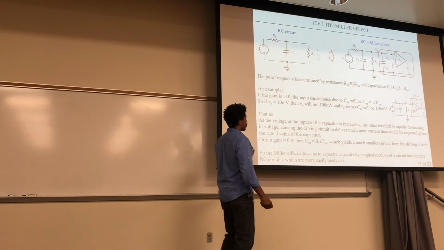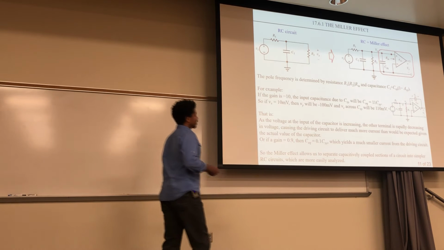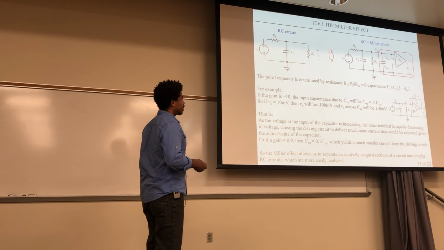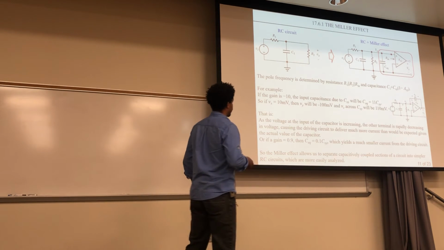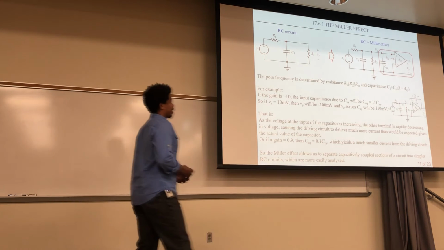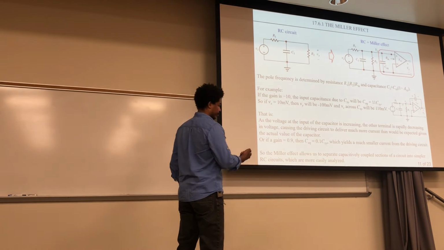So what you could take away from that is that this Miller effect allows us to separate capacitively coupled sections of a circuit into simpler RC circuits. And in doing so, that's actually much easier to analyze if you do it that way. So that's the benefit of the Miller effect.